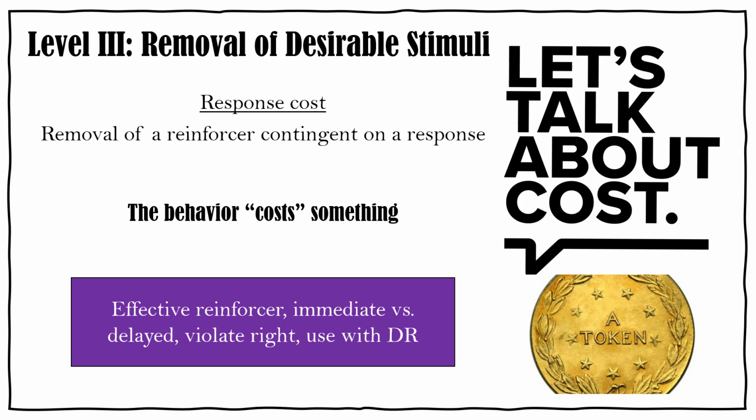A couple things to note: you need to have an effective reinforcer. So remember, with your token boards, they are going to exchange them for something that they really want. So if they don't want that backup reinforcer, then they're not going to care if they're losing their tokens. So find something that they really, really want. It's better if it's immediate. So right after they engage in the problem behavior, take away whatever the cost is, the token or the fake money, whatever that is. Make sure that you don't violate their rights. So you can take away tokens, you can't take away their food or anything like that.